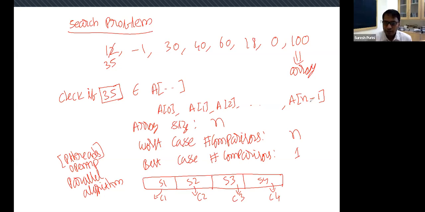Great. So now we are not happy with this worst case number of comparisons n. But if this list is sorted, then it is possible for us.